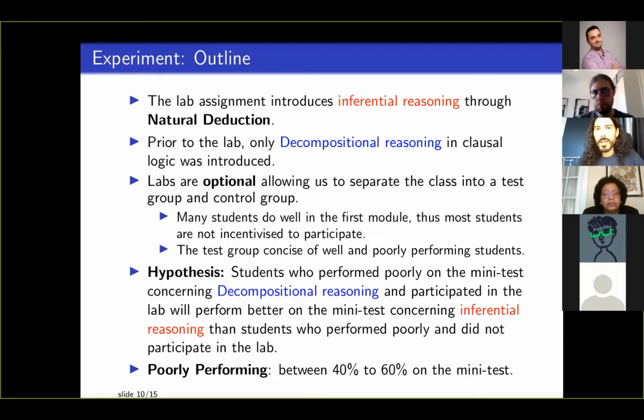Our hypothesis is that we have this mini test on decompositional reasoning, but those who participate in the lab will do better on the inferential reasoning mini test than those who didn't participate in the lab, and particularly for poorly performing students. So we believe this would help the poorly performing students do better in the future. What we call poorly performing is between 40 and 60%. We didn't count the lower part, less than 40% on the previous test, because usually these are the students that are going to drop out or are not doing well enough anyway. They don't understand enough material. And this group takes a significant portion of those students that will possibly do better.